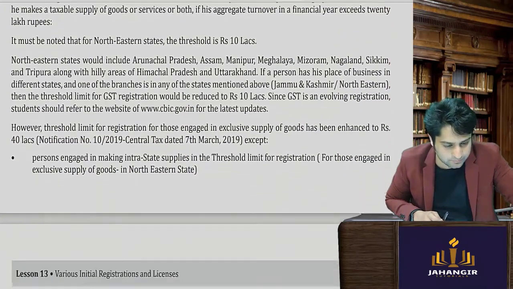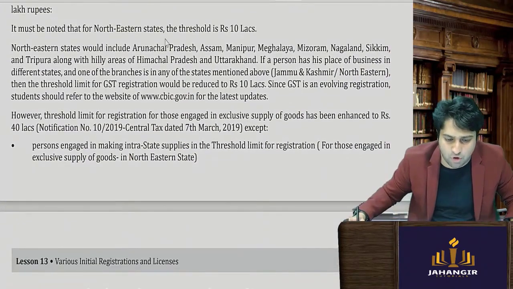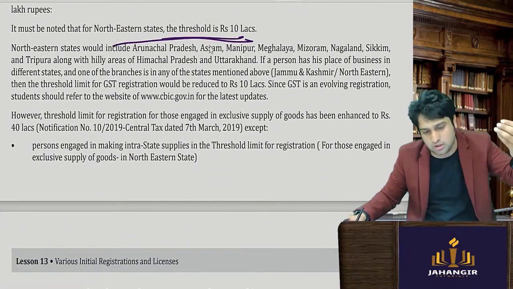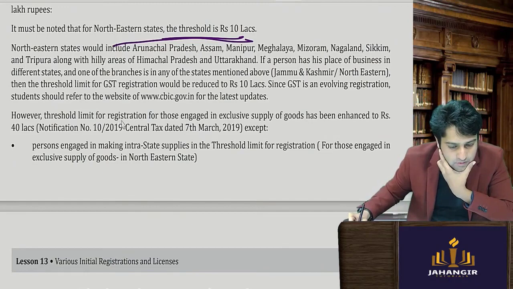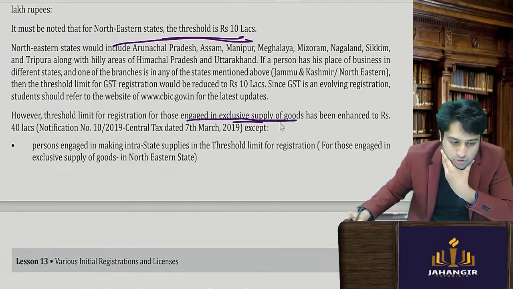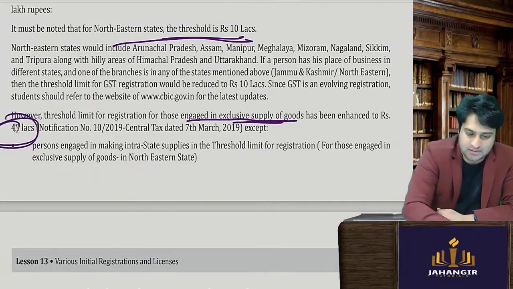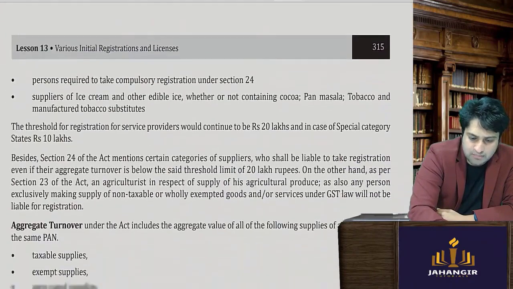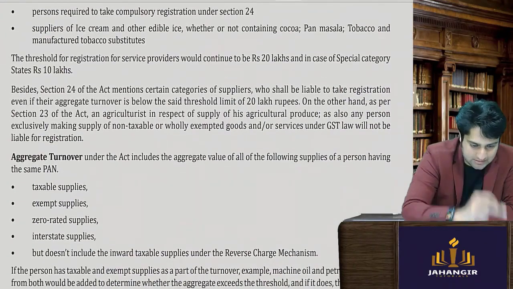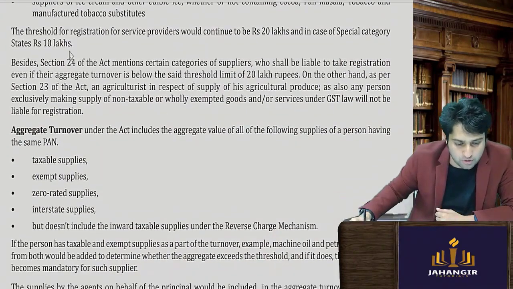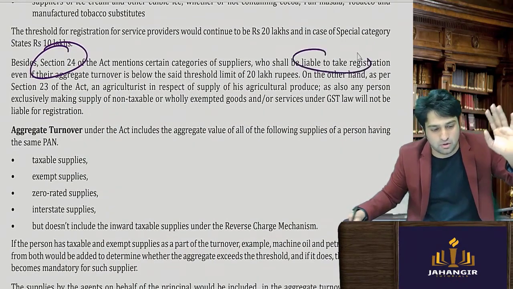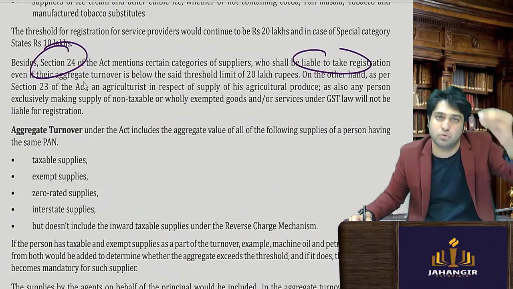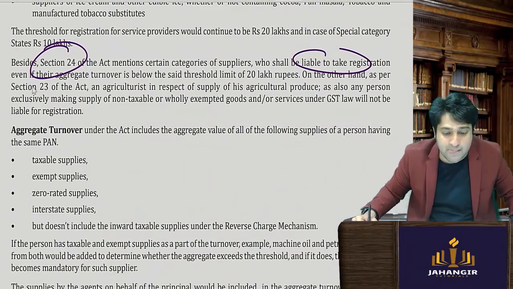Okay, now these limits for northeastern states, it's not 20 lakhs, it's 10 lakhs, and for those who are in exclusive supply of goods, the limit is 40 lakhs. So we should know it so we can build the answer in case they ask. Section number 24, I told you, requires mandatory registration. Okay, irrespective of turnover, they have to register.